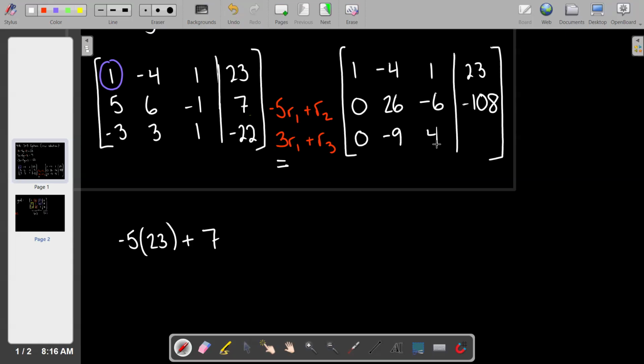And then we got to keep going. We got to triple the top and add the bottom. I hate this problem already, by the way. I should have checked this problem much better. We're going to get some nasty numbers, just FYI.